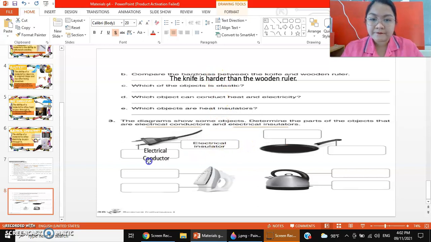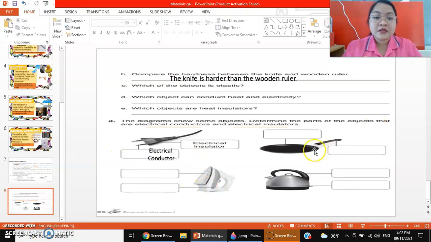Okay. Another example. We have iron, pan, and kettle. So let's try to answer the pan. In the pan, there are two materials. We have plastic and metal. So which part do you think is the insulator and which part is the conductor? Okay, so try to answer on your own. Number 2, 3, and 4.